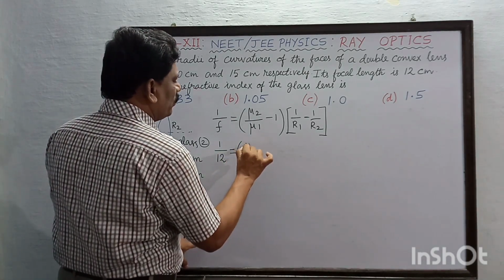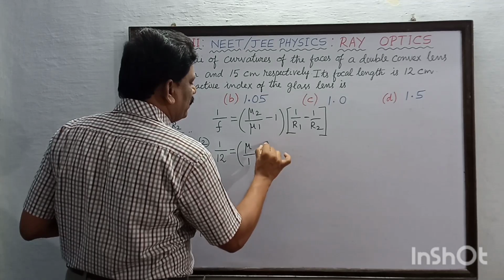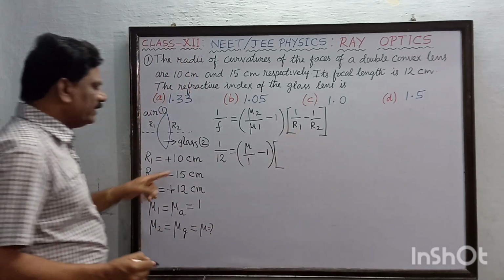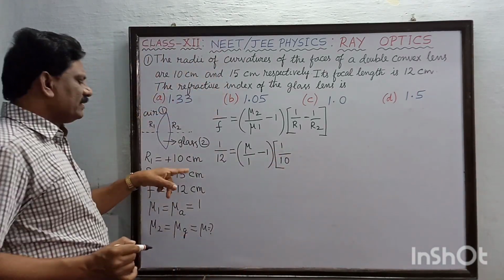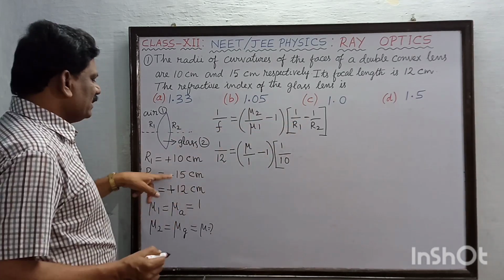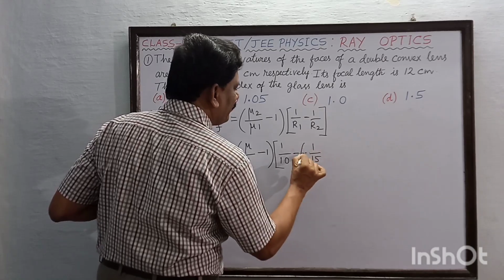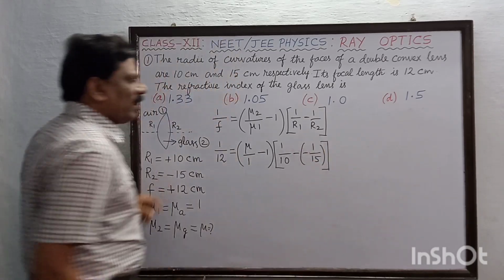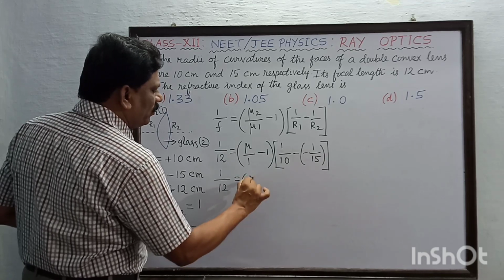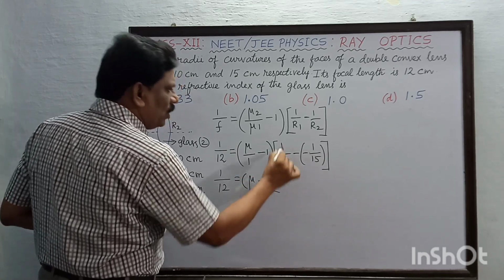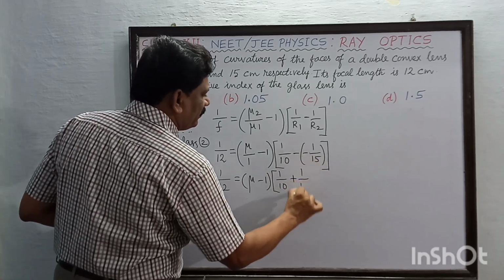So this is mu divided by mu1, which is 1 for air, minus 1, into, R1 here is plus 10, so 1 by 10, minus, here there is a minus sign, of minus 1 by 15. Minus of minus 1 by 15. Now 1 by 12 is equal to (mu minus 1) into (1 by 10 plus 1 by 15).